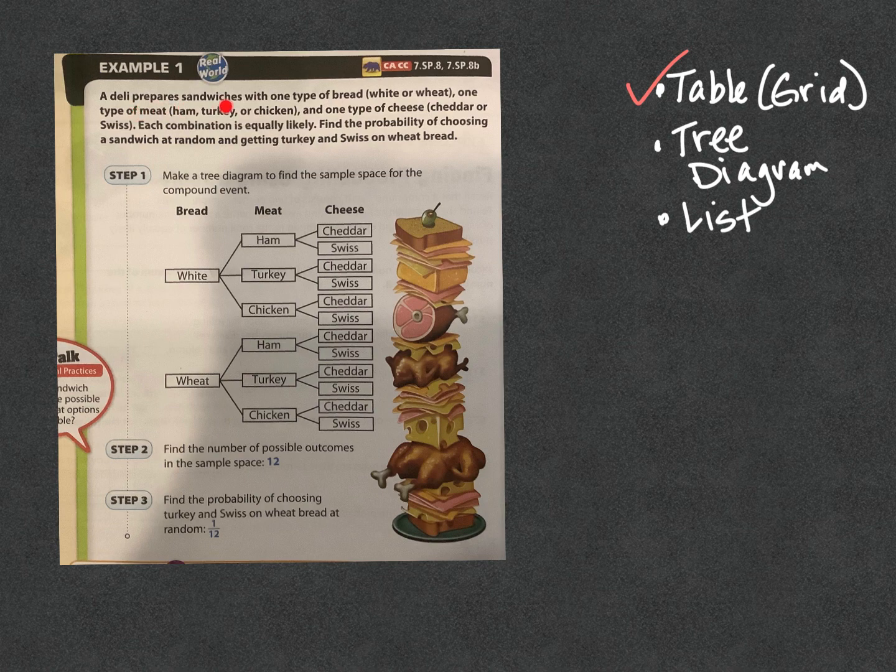A deli prepares sandwiches with one type of bread, either white or wheat bread. So there's your first option. So they put that in the first column, white bread or wheat bread. One type of meat is all that they allow. They don't let you put more. One type of meat. So they do one type of bread, you get to choose that. One type of meat: ham, turkey, or chicken. So you can have white with ham, turkey, or chicken. Or you could have wheat with ham, turkey, or chicken.